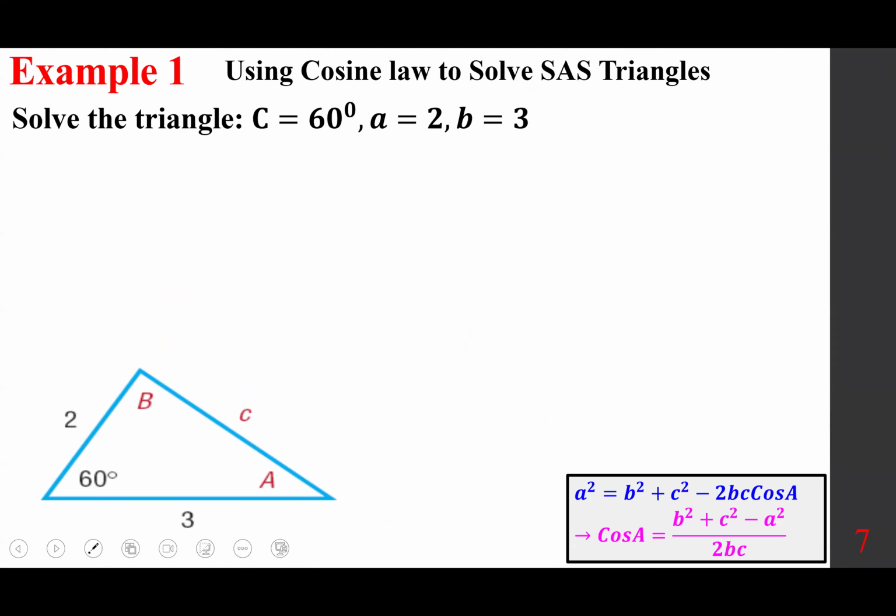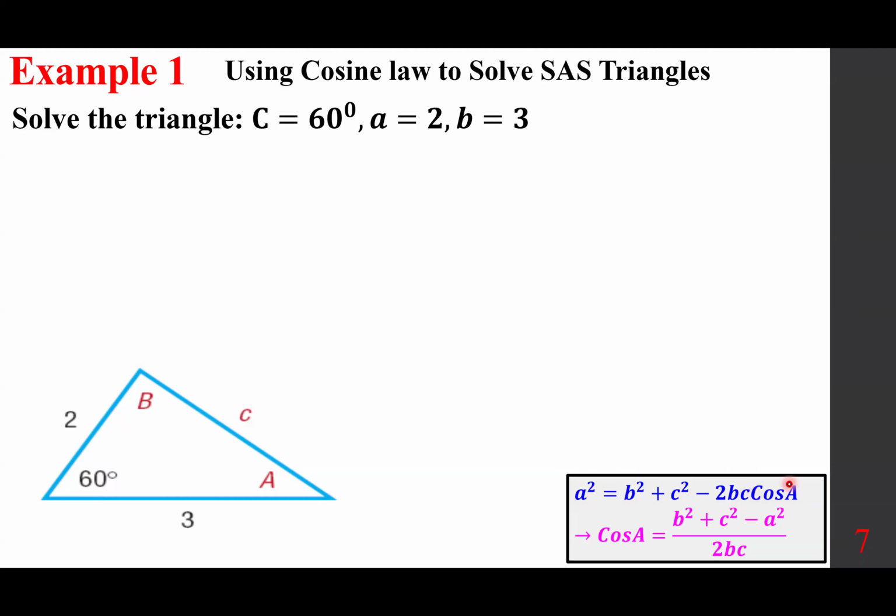All right. Using cosine law, we want to solve the triangle SAS. Of course, we know that this is 2, this is 3, this is 60 degrees. And using the cosine law, we are going to find c squared. Class, if a squared is b squared plus c squared minus 2bc cosine a, according to this, c squared must be a squared plus b squared minus 2ab cosine c.